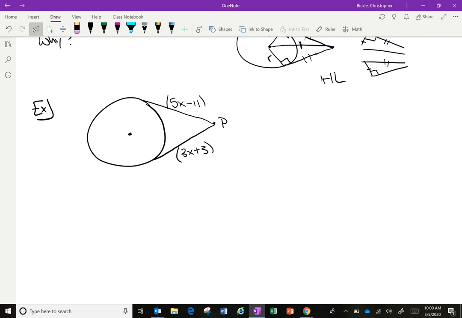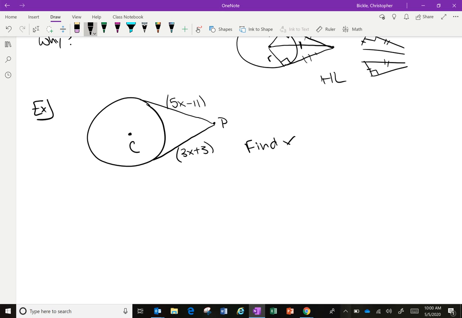Again, the one in the homework is going to look a little bit different. I'll show you a picture in a second of what it's going to look like and give you an idea. But here, let's just say they want us to find x. So we've got that circle. I was lazy, so I didn't even mark it with a center of C. We have an external point P, and we have two lines that are tangent to that circle. This one has a length of 5x minus 11. This one has a length of 3x plus 3. They want us to find x.